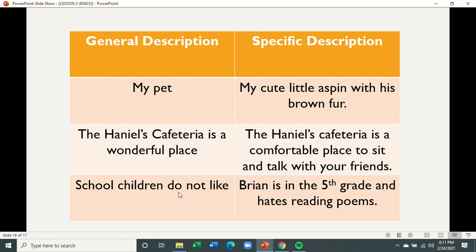And then another general description is: school children do not like reading poems. In this case, whose school children? A lot of school children in the world. Even you guys are school children. So to be specific, you may say Brian is in the 5th grade and he hates reading poems. So we have named the person and located his position, that he is in 5th grade and his name is Brian. So that is it for description.